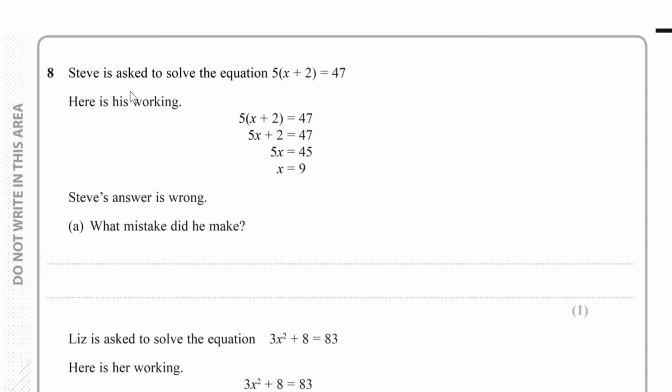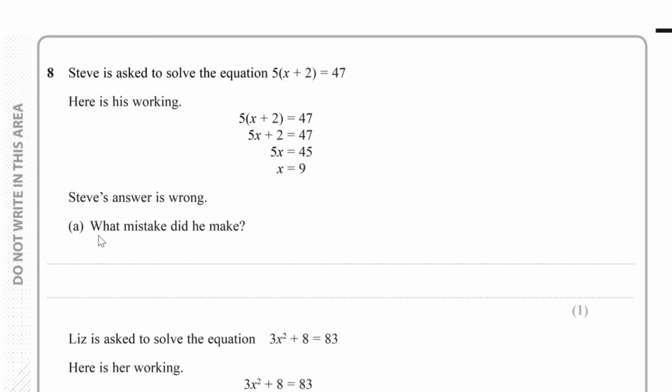Question 8. Steve is asked to solve the equation 5 lots of x plus 2 equals 47. Here is his working. So here we've got 5 lots of x plus 2 equaling 47, and if we expand the 5 into the brackets, well, 5 times by x is 5x. However, he's expanded this incorrectly because 5 times by 2 is not 2, 5 times by 2 is 10.